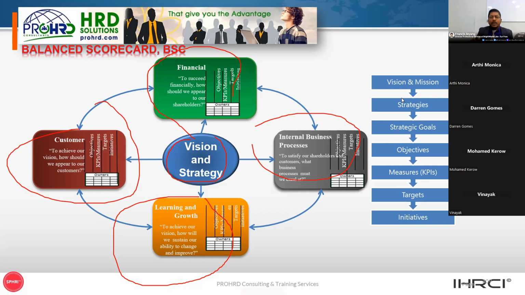Each perspective of the balanced scorecard includes objectives. You also come out with the measures, and you give the measure definitions of those objectives. Then the target values for those measures, and the initiatives. You come out with the initiatives towards that objective. Okay, so let me explain what is an objective.